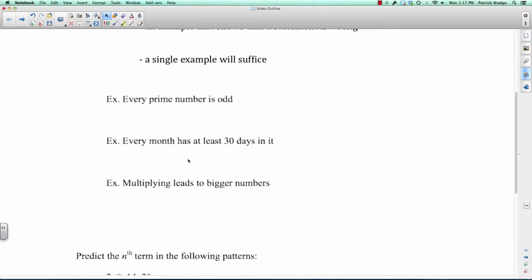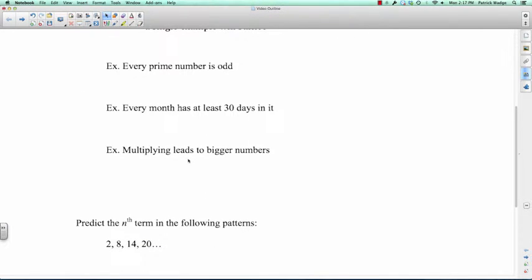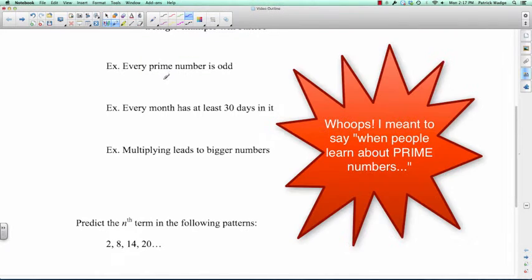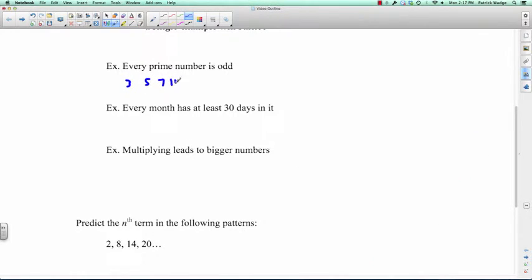So we're going to quickly look for some counterexamples here. Here's a statement: every prime number is odd. This is common when people learn about prime numbers, numbers that can only be divided by 1 and itself. Numbers like 3 and 5 and 7 and 11 and 13 and 17 and 19. Often people say, hey, look at this, they're all odd numbers, so I think every prime number is odd. But that's not true. What's the counterexample? There's only one counterexample: 2. 2 is even and it's prime, so that's the counterexample to this one.